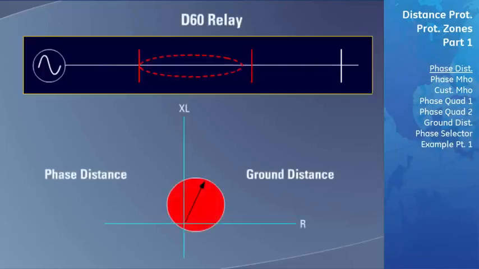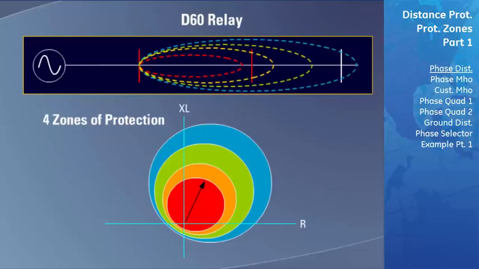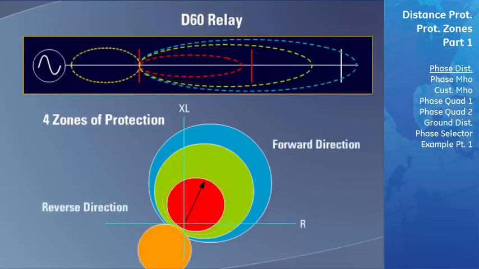We will now highlight some of the distance protection features that are available in the D60. The D60 has both ground and phase distance protection elements available. For both of these types of elements, there are 4 zones of protection available. Every zone of protection can be programmed to be protecting in the forward or the reverse direction.